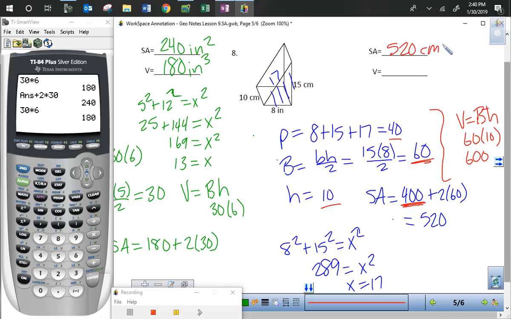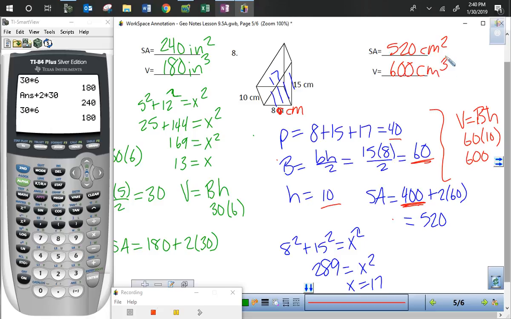centimeters squared. Notice this bottom says inches. That's just a typo. We're all in centimeters there. Then on the next one, volume, area of the base times the height, 60 again times the height 10, you get 600, and then centimeters cubed.